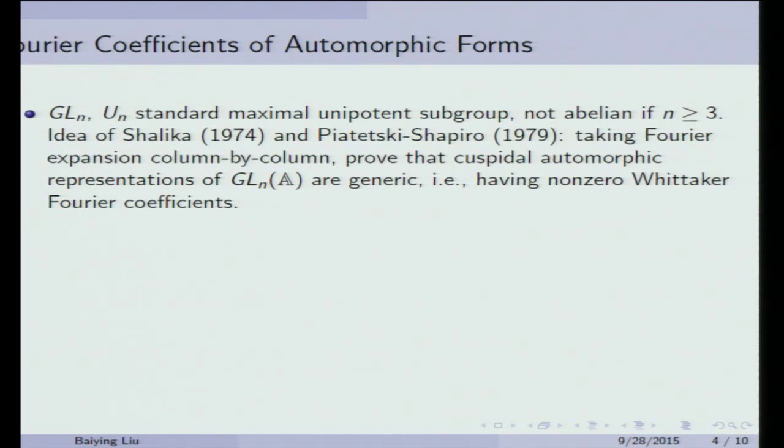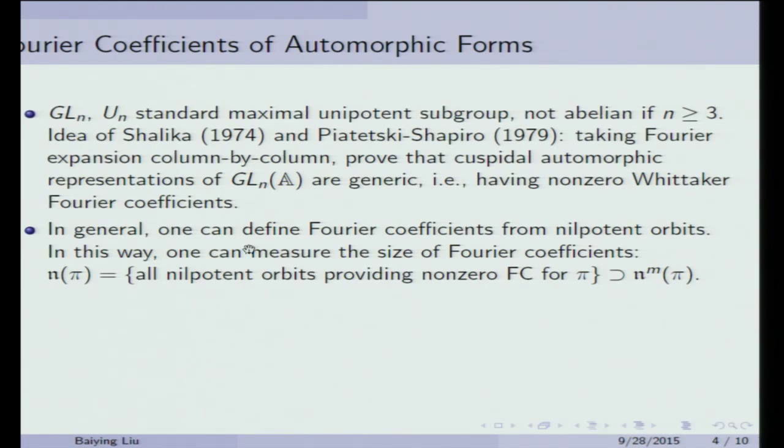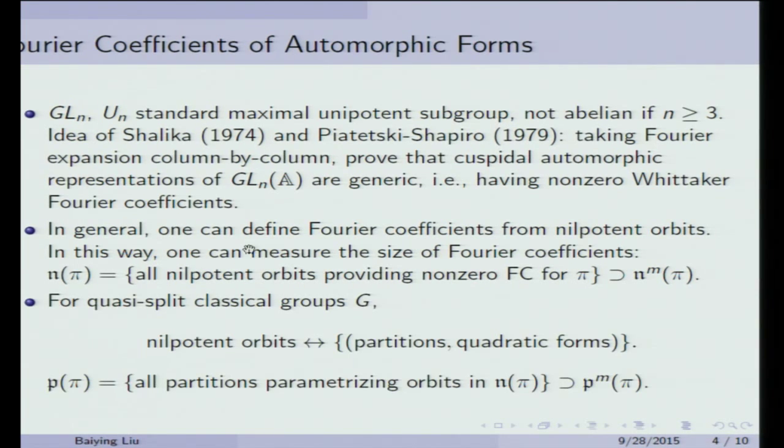But for groups other than GL_n, there is no such nice Fourier expansion, so one needs another way of defining Fourier coefficients. In general, one can define Fourier coefficients from a nilpotent orbit. In this way, we can measure the size of Fourier coefficients using the size of orbits. So let's introduce this notation: M(pi) is the set of all orbits supporting pi, and its maximal orbits. For quasi-split classical groups, the nilpotent orbits are parameterized by combinatorial data, some partitions and some quadratic forms. If we just pick up the partition information, we introduce P(pi) and P, the maximal partitions corresponding to this M(pi). These sets are very important invariants of pi.